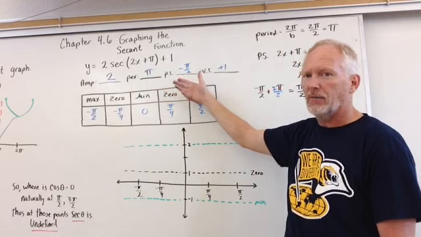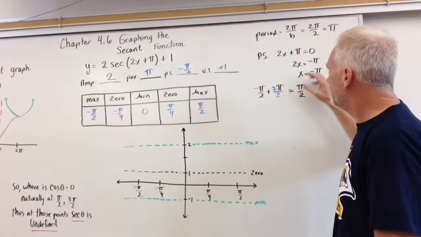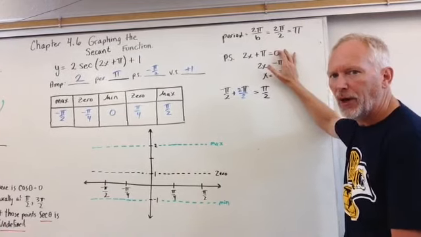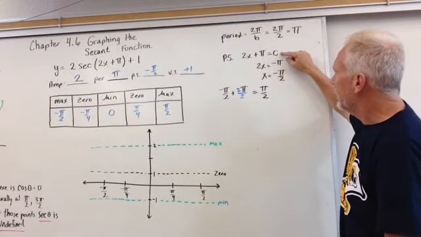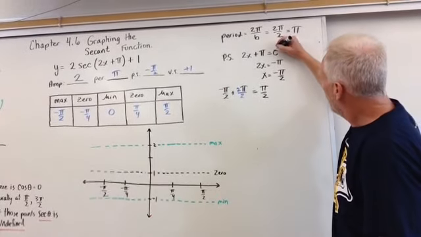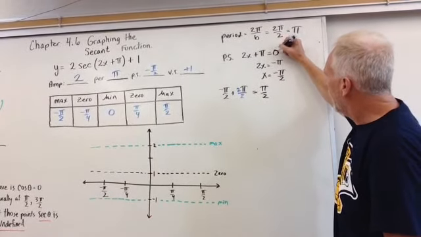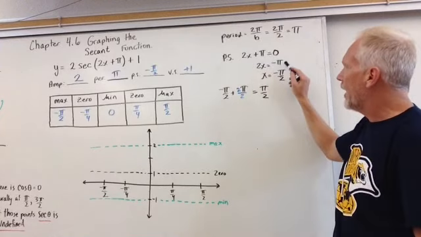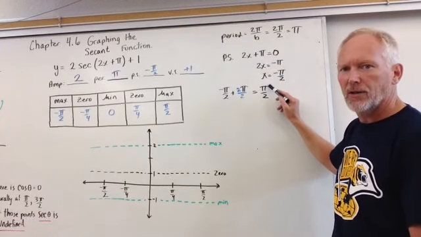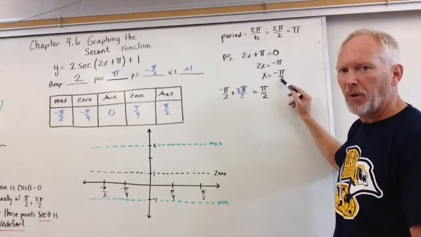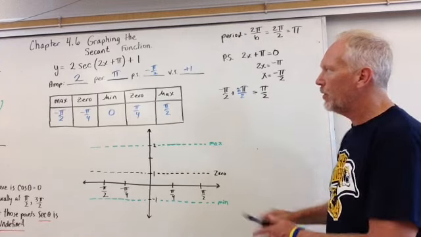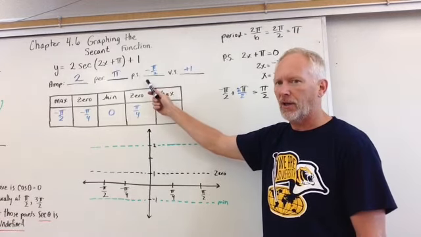Phase shift. We've got to figure out the phase shift. So what we do again is we set bx minus c equal to 0, right? So we set it equal to 0, not c. It looks like a c only because I put my finger on it, but it's a 0. And subtract pi, and we get negative pi over here. 2x is equal to negative pi. We divide by 2, we get x equals negative pi over 2. So that is our phase shift.